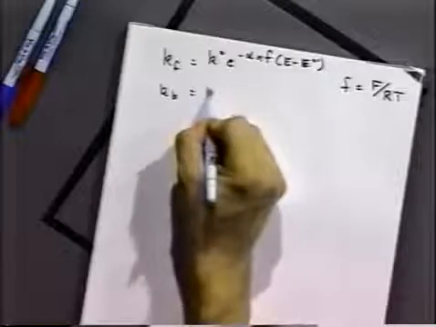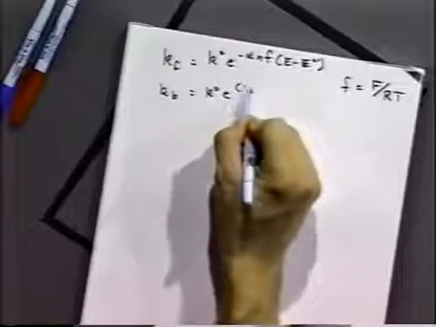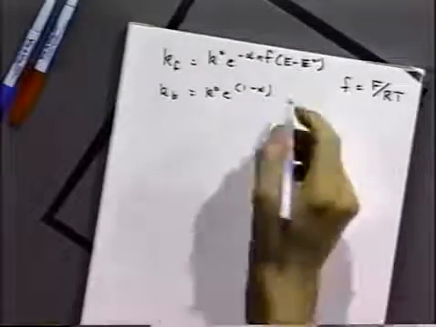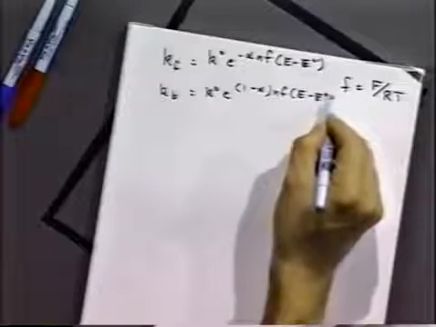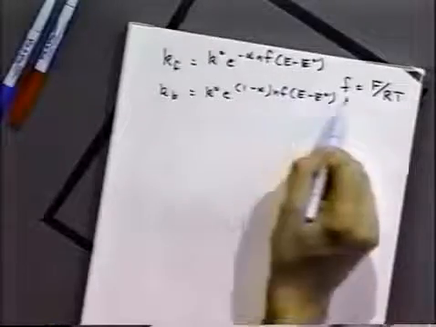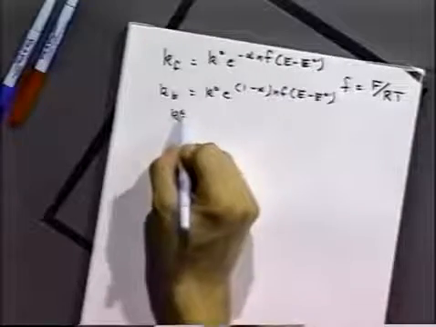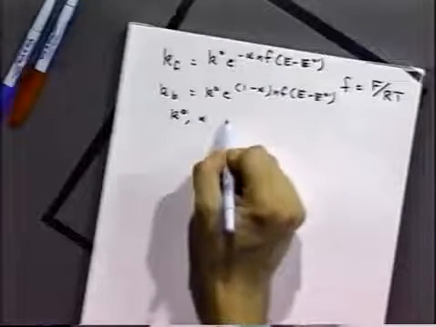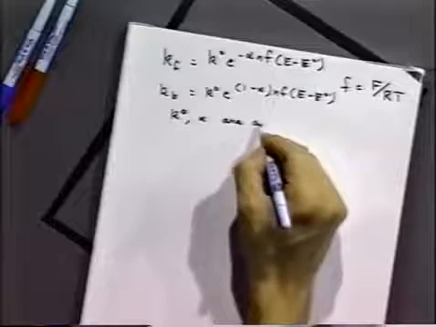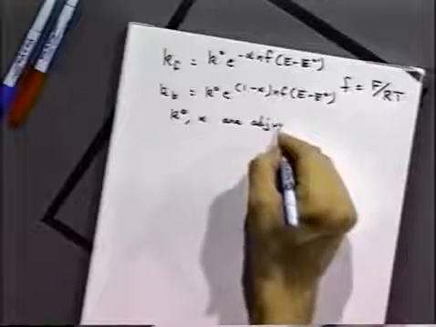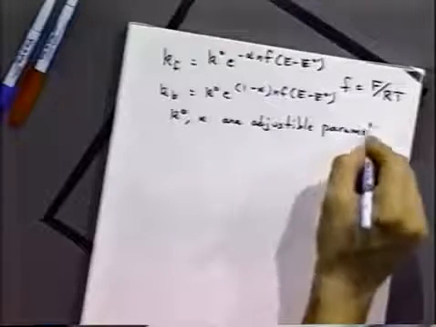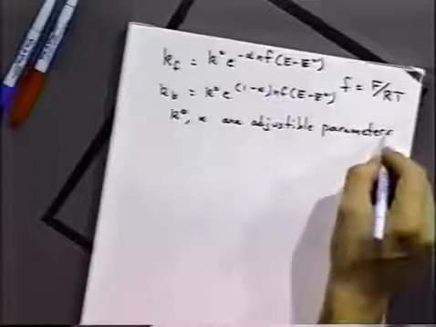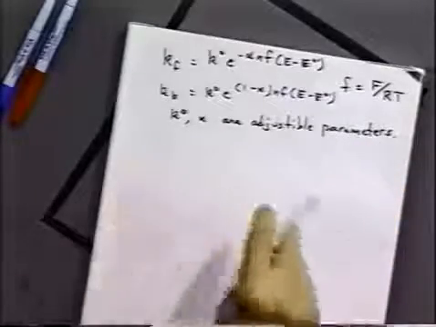Kb equals K0 times e to the minus (1 minus alpha), n f, E minus E0 prime. So the exponential term has all these parts to it. K0 and alpha are our adjustable parameters. So this is our parameterized, semi-empirical equation.